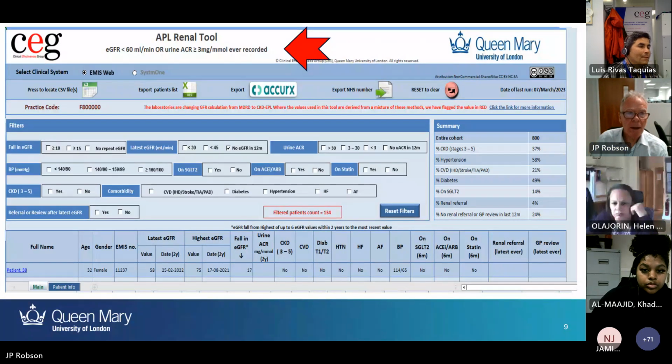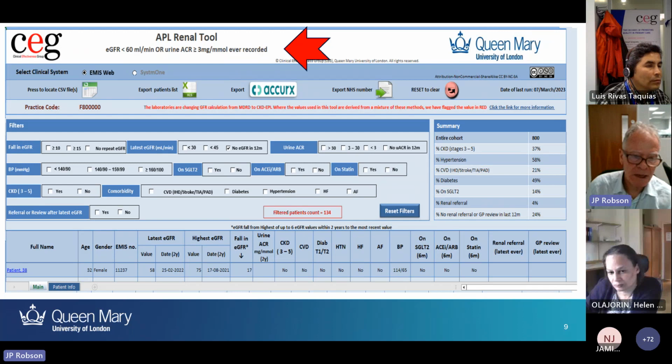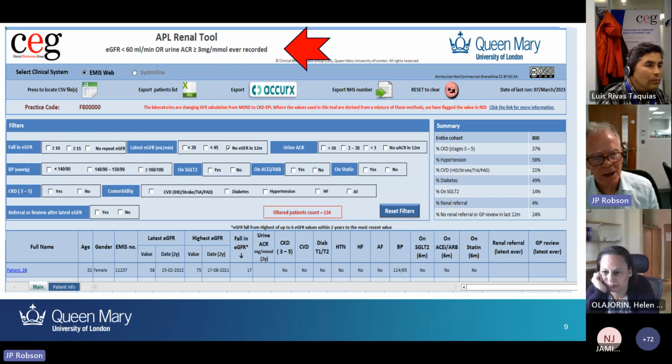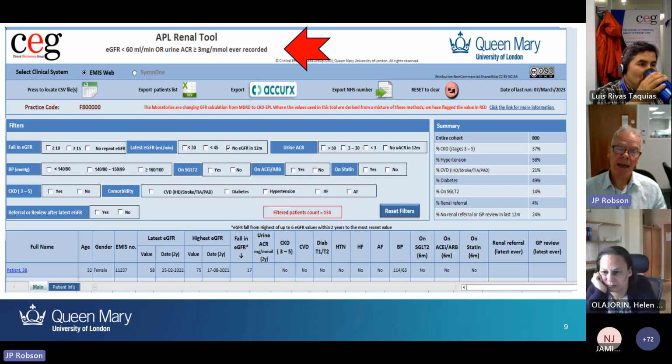And what I'm showing here is a de-identified list of patients. The dates of birth have been changed, so you can't identify anybody. There's no identifiable data in here, but they are dummy patients, though they do have real values. So in this particular practice, that tool pulled out 800 people, in a practice of 10,000, who had an EGFR of less than 60 or an ACR of less than 3 milligrams.